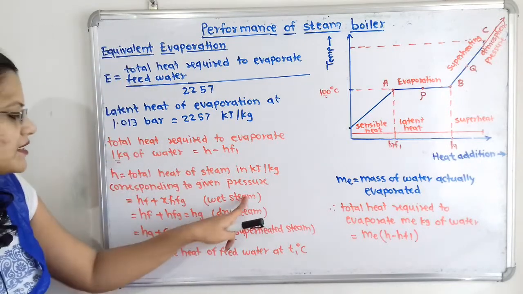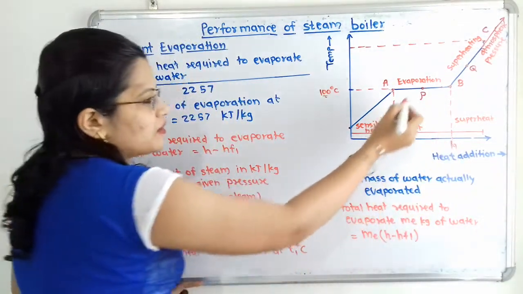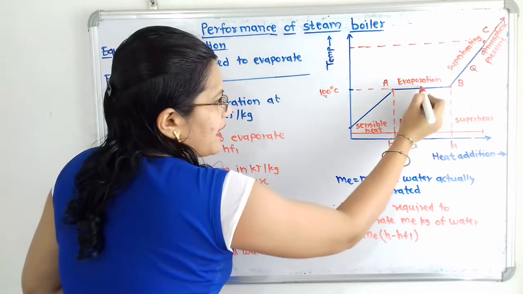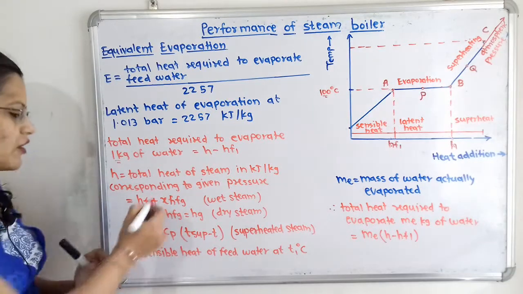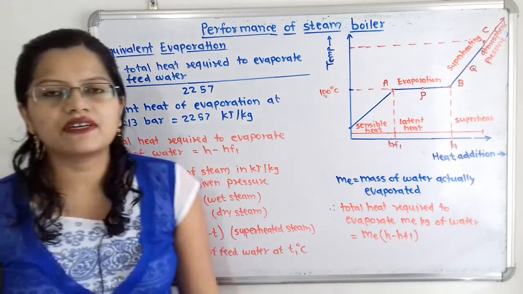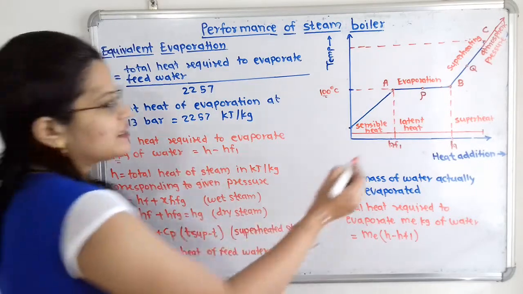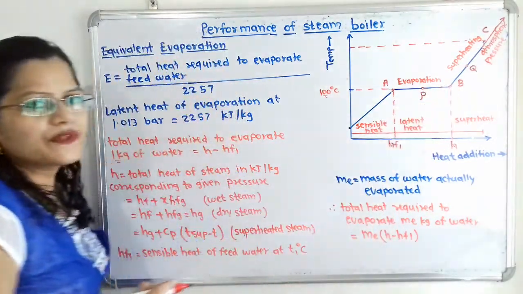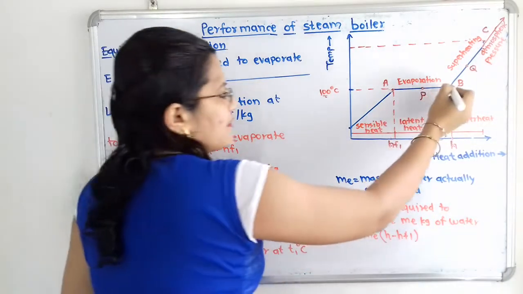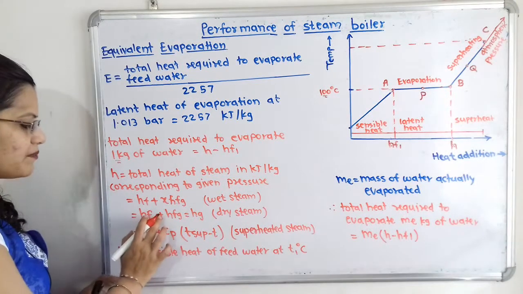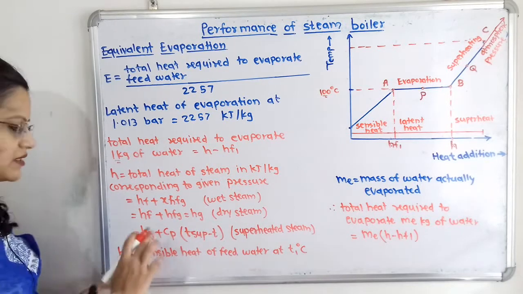So when the steam is wet steam, then at the given pressure we have to find out the value of H. Suppose the point is in between A and B, then how will we find it out? That is HF plus X into HFG. Now these HF and HFG values are given in the steam table and X is nothing but the dryness fraction. Now when there is dry steam, that is when the point is at B, then the enthalpy we have to take as Hg. So Hg is directly given in the steam table, or we can also write HF plus HFG. HF and HFG at the given pressure, that we can find out from the steam table.